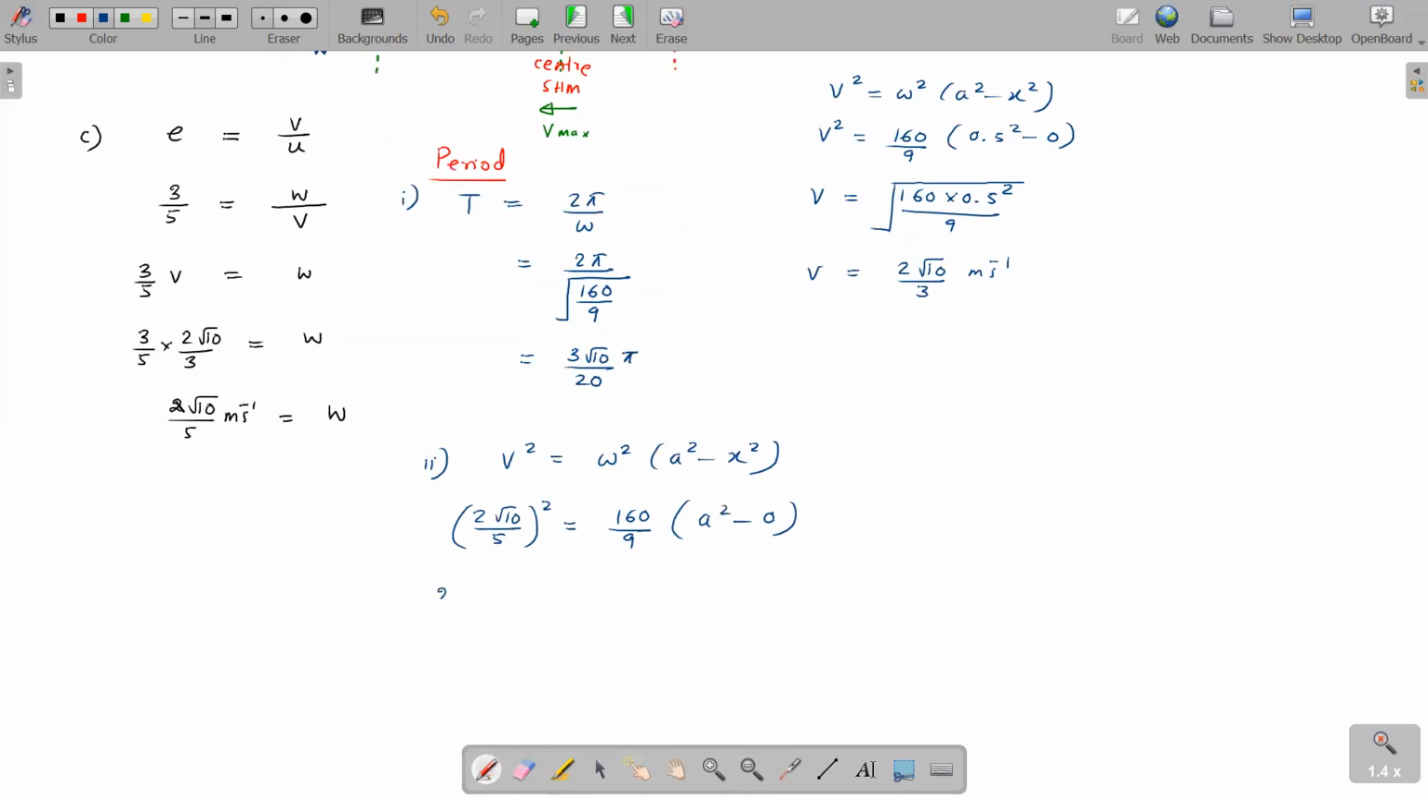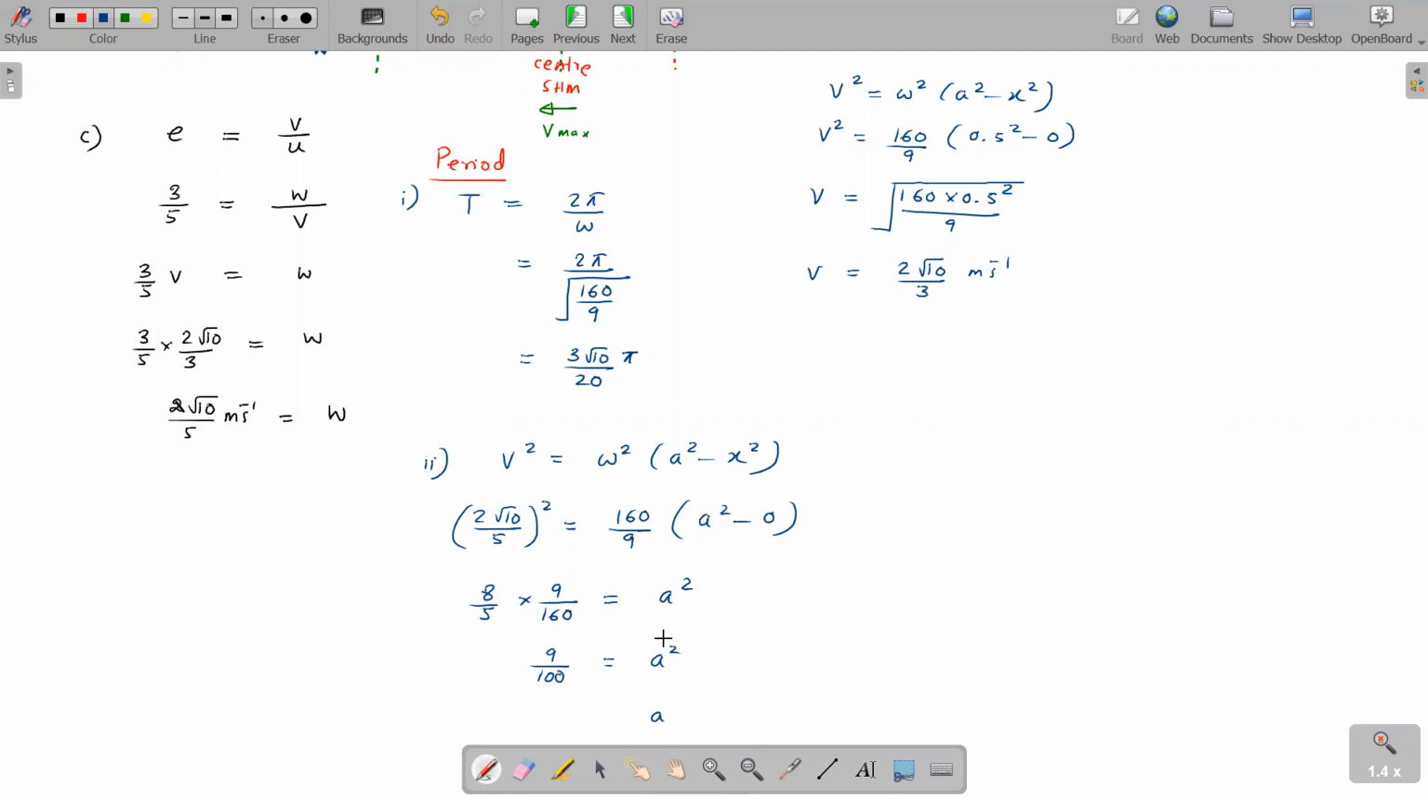So (2 root 10 over 5) square is how much? When you calculate, (2 root 10 over 5) whole thing square gives me 8 over 5. Are you with me? 8 over 5 into 9 over 160 equals a square, and get the a value. So 8 into 9, 5 into 160, so it's 9 over 100. A square is 9 over 100.